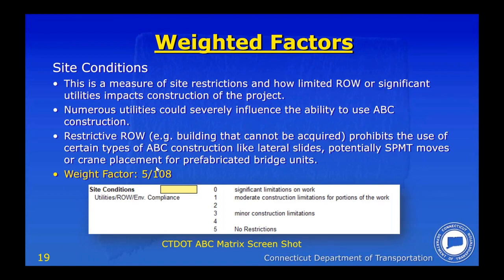Site conditions. This measures a function of what we're dealing with here, a constrained site, perhaps with significant utilities or limited right-of-way space, buildings that may not be able to be acquired for situation of cranes necessary for the larger, heavier picks we might have, or potentially SPMTs or lateral moves that we might be looking at for an ABC. So this factor, we put a 5 over 108.